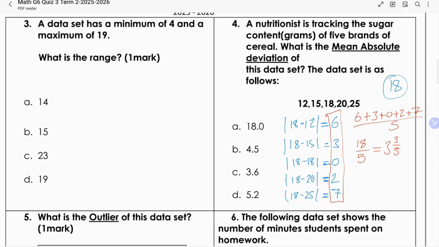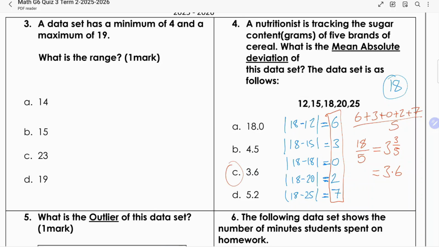Now we know 3/5, or you should know 3/5 is 0.6. Because you're splitting 1 into 5 parts. 3 of those parts will be, one part will be 0.2. So 0.2 plus 0.2 plus 0.2 is 0.6. So we end up with 3.6, which is our answer.